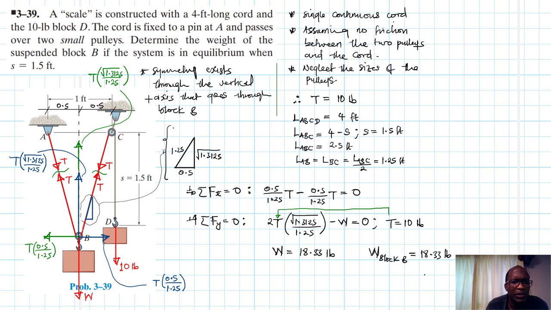So we have determined the weight of this suspended block if the system is to remain in equilibrium, given that S, which is part of the cable CD, is equal to 1.5 feet. So let's just outline the final solution. So we found the weight of this block B, and I hope the video was helpful.